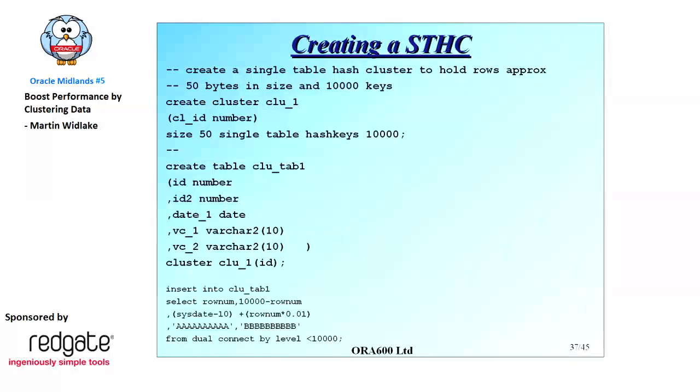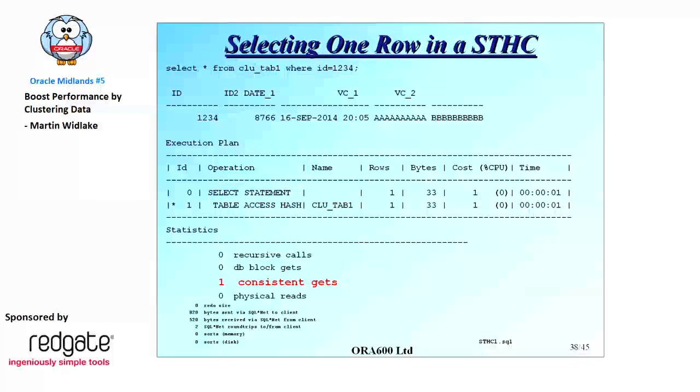Select the record, one consistent get. You cannot beat one consistent get unless you use query cache. But if you're actually physically collecting your data, you cannot beat one consistent get. That's almost as good as using the row ID. There's just that little bit of CPU on top for doing your hashing.